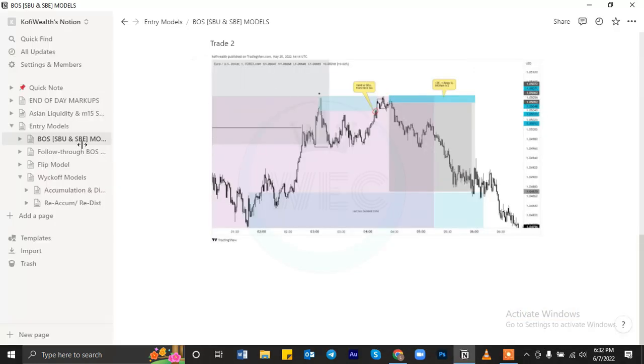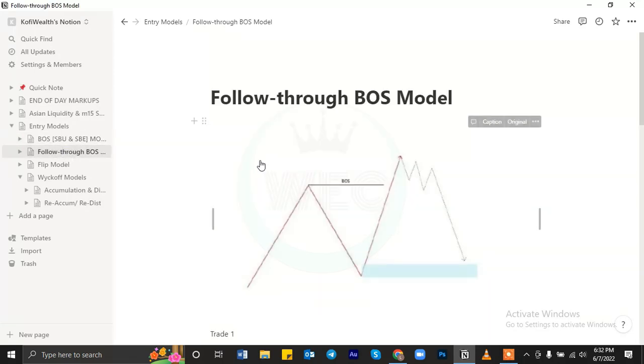So another entry model that I use is called the follow through BOS model. And mostly I use this in two ways. The first is to take counter trend trades, and the second is to enter trades when I had initially missed a previous confirmed entry, or when I had intentionally delayed entries.